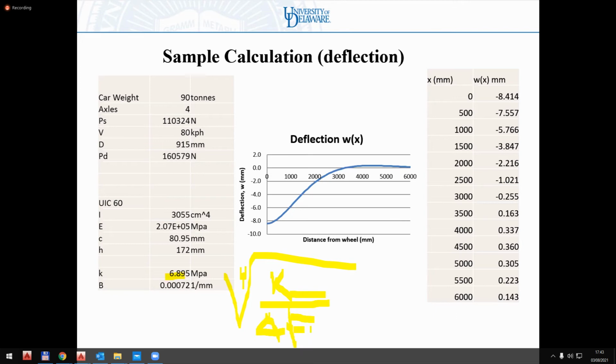I hate writing on Zoom. E is here, I is here. And again, please remember to keep your units straight, because megapascals is basically defined as newtons per millimeter squared, and this is centimeters. So you need to convert your I from centimeters to millimeters. Any other questions?